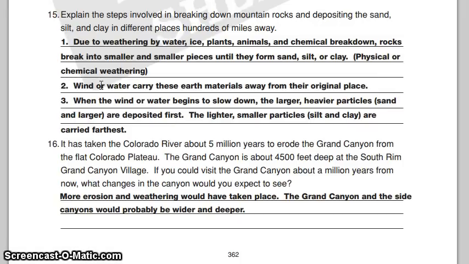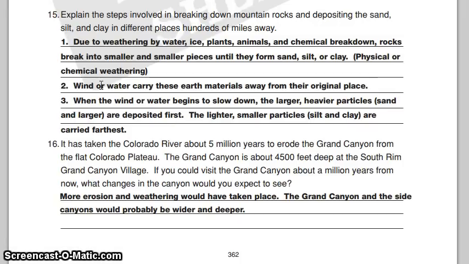And then we look at another question here about the Grand Canyon. It's taken the Colorado River about 5 years to erode through the Grand Canyon from a flat Colorado plateau. The Grand Canyon is about 4,500 feet deep at the south rim, Grand Canyon Village. If you could visit the Grand Canyon about 1 million years from now, what changes would you expect to see?